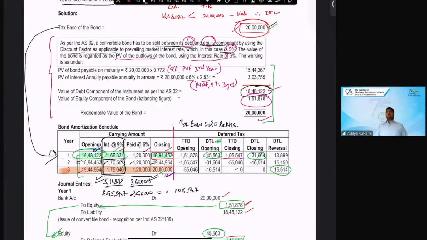Tax base is 20 lakhs. So 18 minus 20, the opening taxable temporary difference is 1,51,878. Do you agree with this? Yes, sir. Why is it a DTL? Can you tell me?